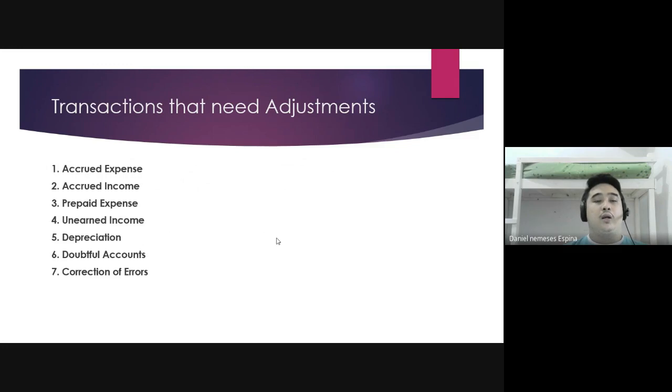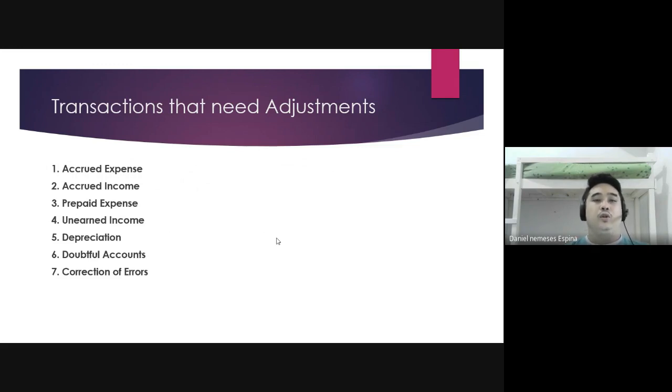Prepaid expense. This is an asset. Prepaid expense is expenses that you have already paid, but you are yet to receive the goods or services, or you are yet to consume. Unearned income is the cash advance that you have already collected. So the business entity already received the cash, but you are yet to deliver the goods and services to your clients or customers.